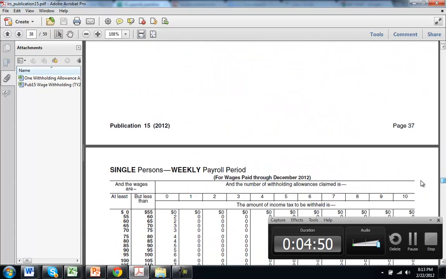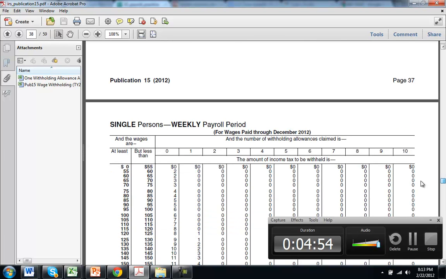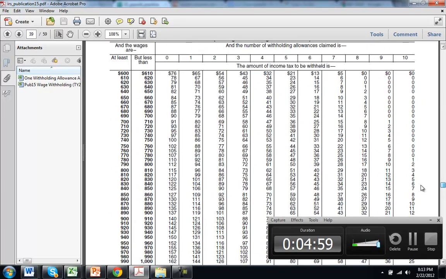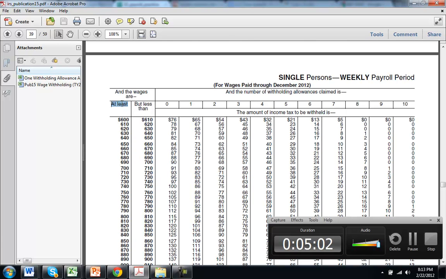And here it is. Okay, so Oprah's gross earnings were $880. So I need to find $880 on the left-hand side of the page. Now, key things to look at. We have two columns here, an at least column and a but less than. So we need to follow the column that 880 is on the at least side. It's at least $880 right here. Okay? Now, Oprah claimed one exemption. So I'm going to match the 880 with the number 1, which is up here. And the number we get is $116 Mr. P's Pizza will have to withhold from her paycheck.